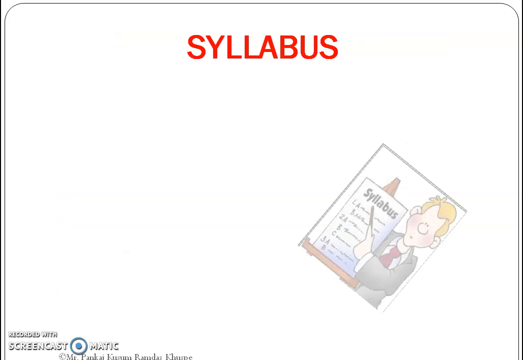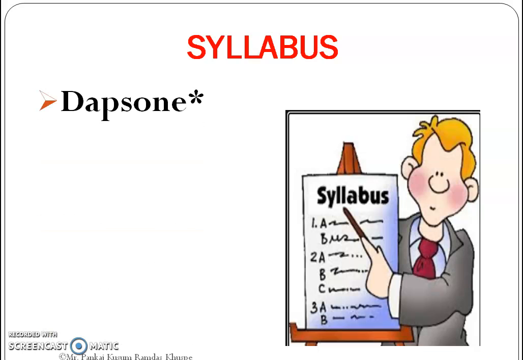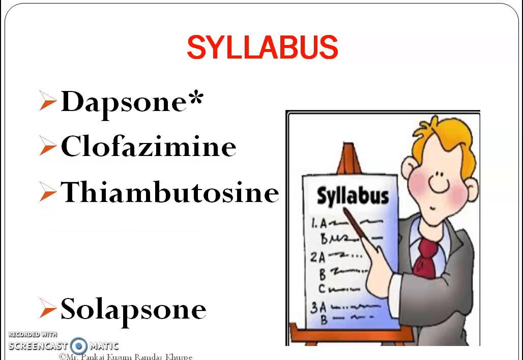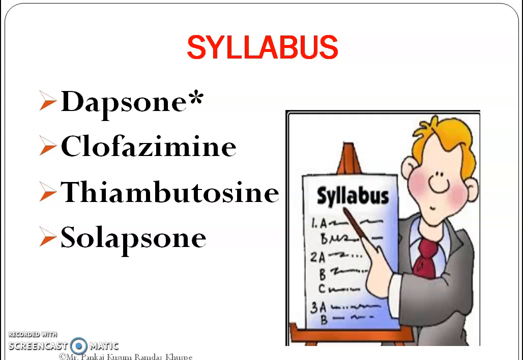Syllabus. The syllabus given by PCI consists of four main drugs that we have to discuss. First is dapsone, second is clofazimine, third is thiambutosine, and last is solapsone. Out of these, we have to discuss the structure and IUPAC name of dapsone only, and the properties, uses, storage, official preparations and brand names of the remaining drugs, that is clofazimine, thiambutosine and solapsone.